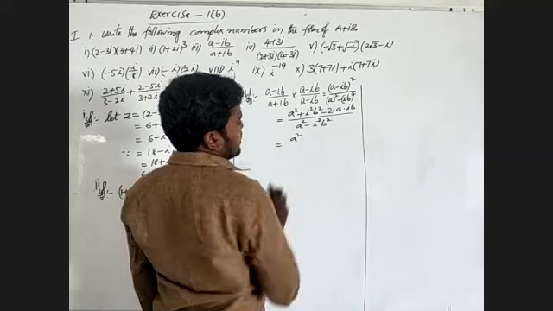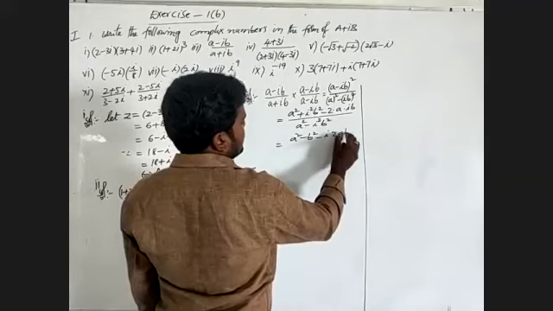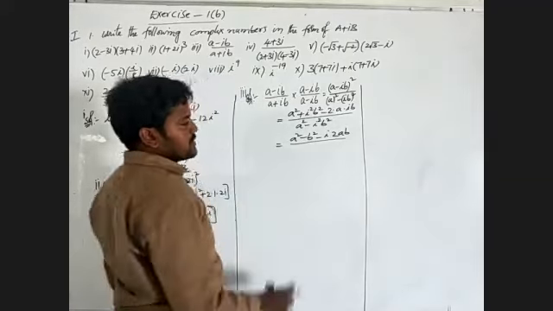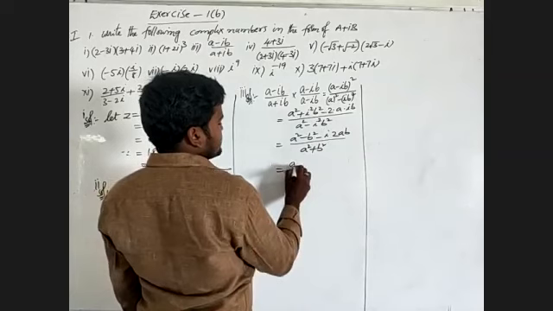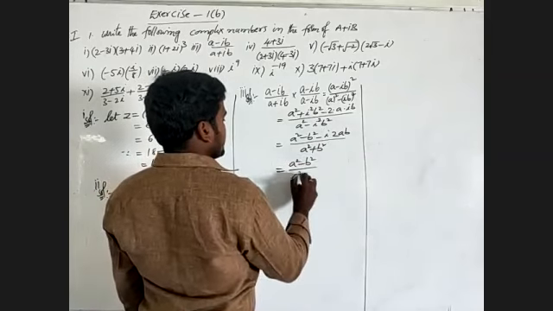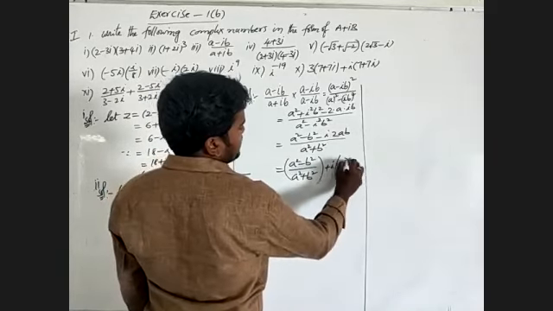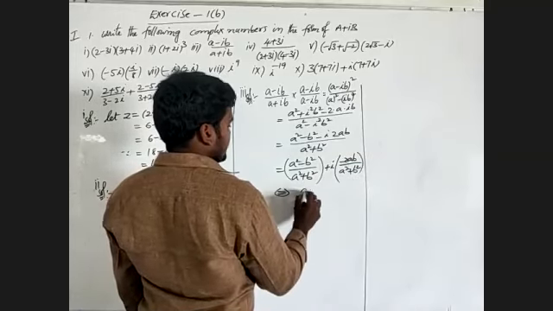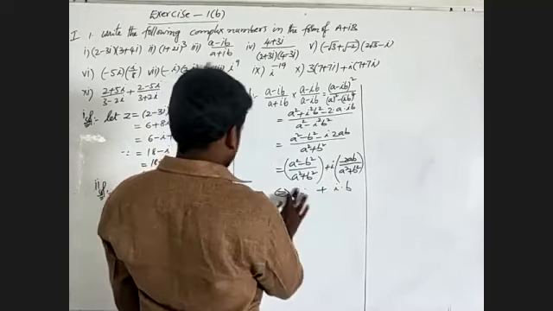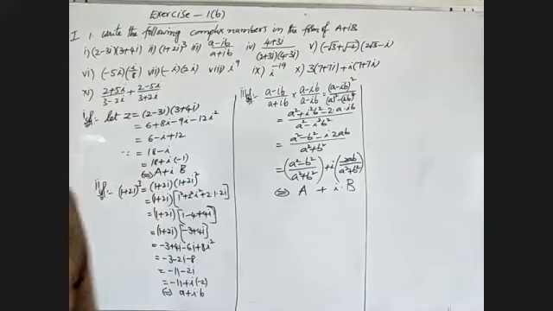After that, i square becomes minus 1, so minus b square minus i into 2ab. In the denominator also, i square is minus 1, minus into minus will become plus, so a square plus b square. We have to separate it: a square minus b square by a square plus b square, plus i times minus 2ab by a square plus b square, when it is of the form a plus ib. A plus ib, we have to compare their capital letters. Okay. Tomorrow I will explain the remaining problems.